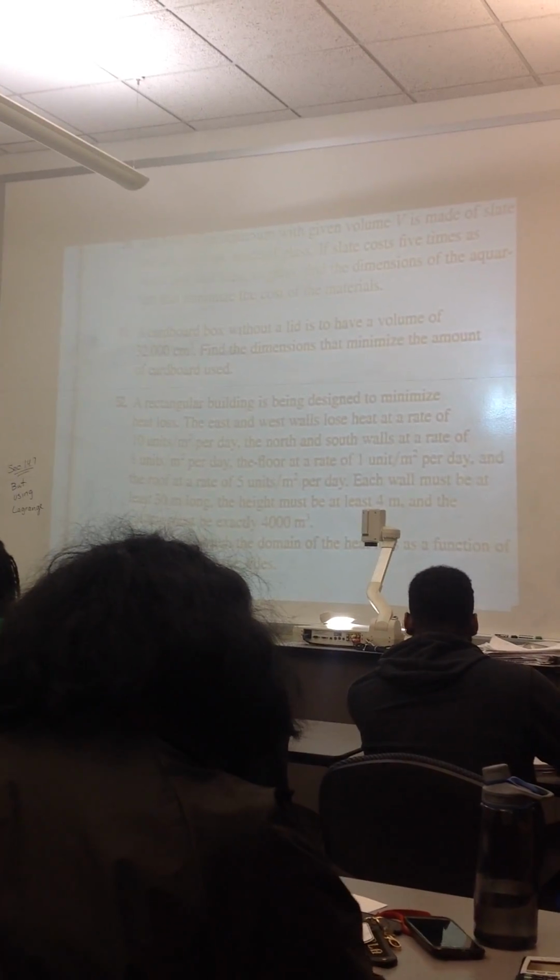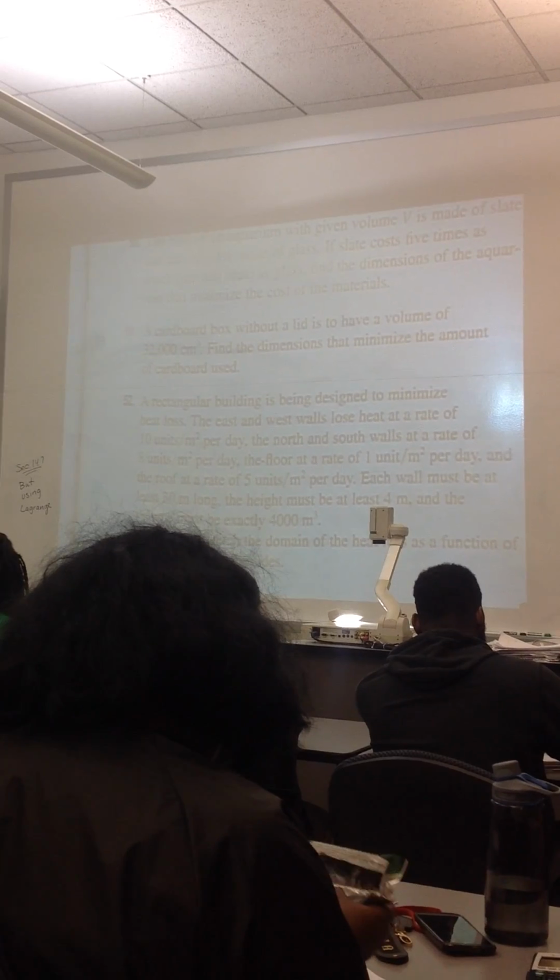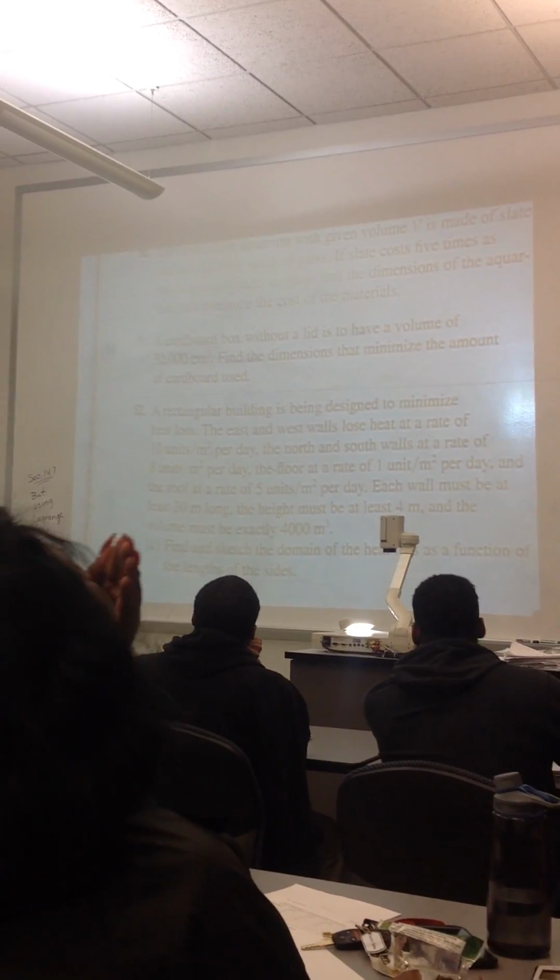of 10 units per square meter per day. The north and south walls lose heat at 8 units per square meter per day, and the floor at 1 unit per square meter per day, and the roof at 5 units per square meter per day. And each wall must be at least 30 meters long. The height must be at least 4, and the volume must be exactly 4,000.